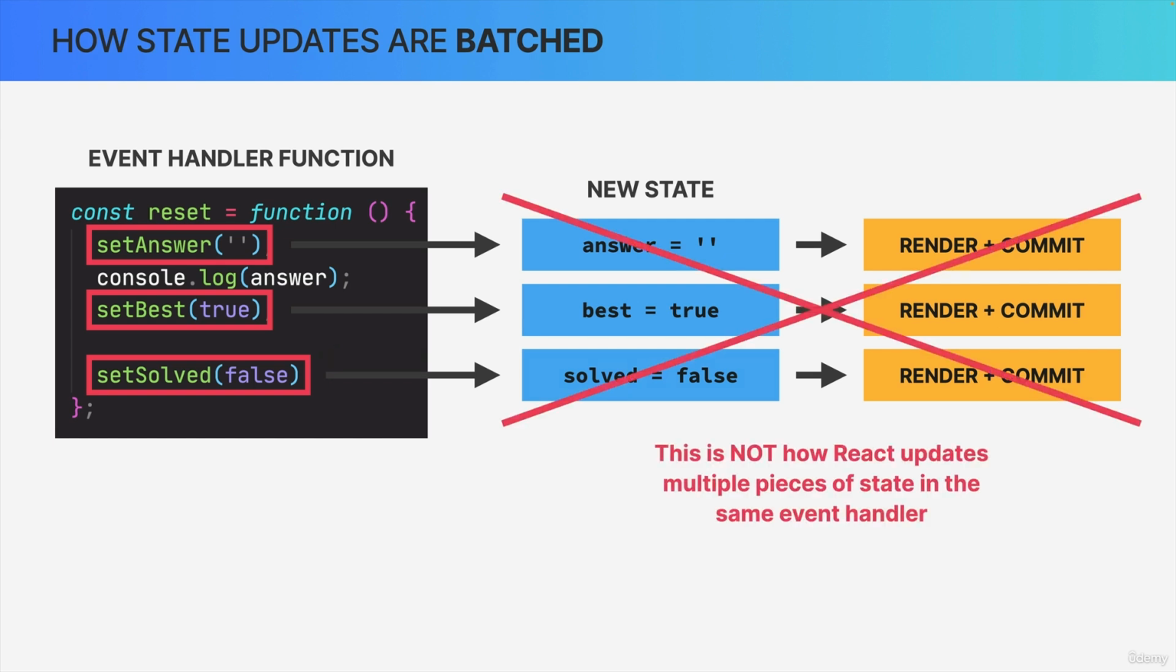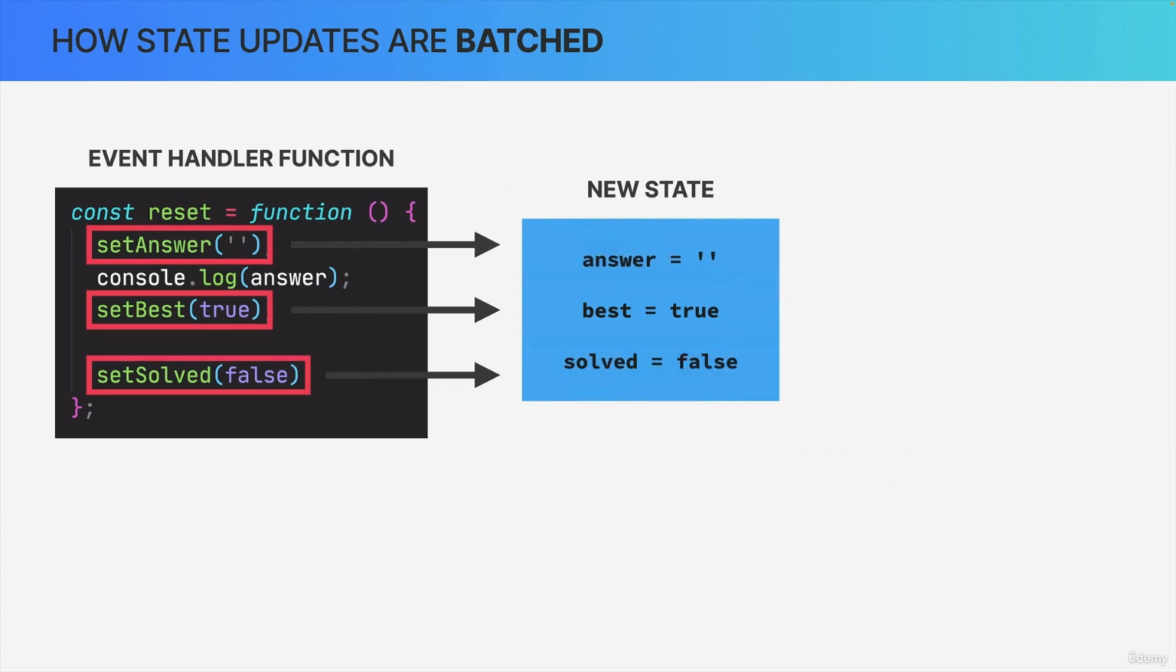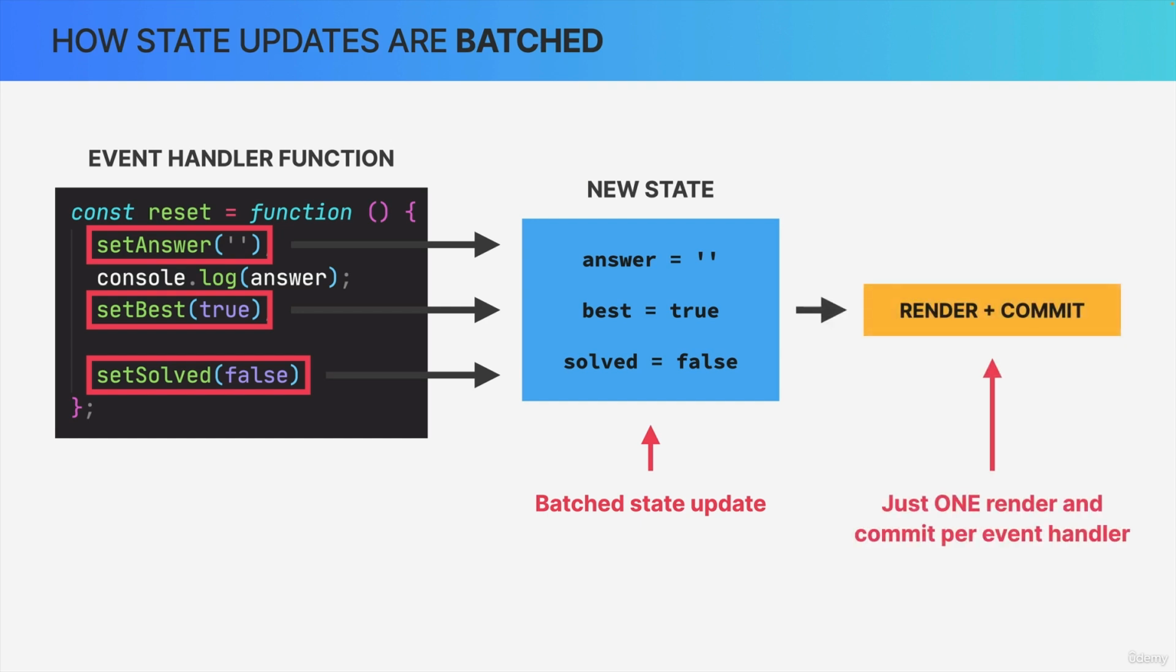So this is not how React updates multiple pieces of state in the same event handler function. Instead, these state updates will actually get batched into just one state update for the entire event handler. So updating multiple pieces of state won't immediately cause a re-render for each update. Instead, all pieces of state inside the event handler are updated in one go. So they are batched. And only then will React trigger one single render and commit.